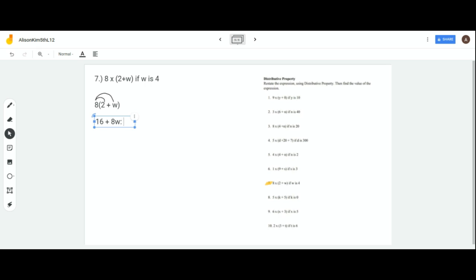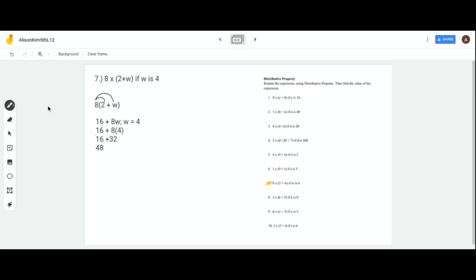The word "if" is another word for equal. So we're going to put w equals 4. Right? Now that we know what the variable equals, we just need to plug it in to find the answer for this expression. So it's going to be 16 plus 8 times 4. Now we're going to do PEMDAS first, right? Multiplication before addition. So 16 plus 32. And that's 48. And that's your answer.